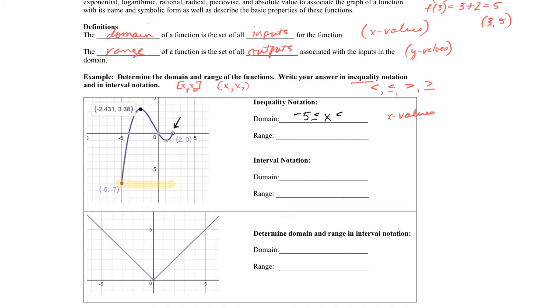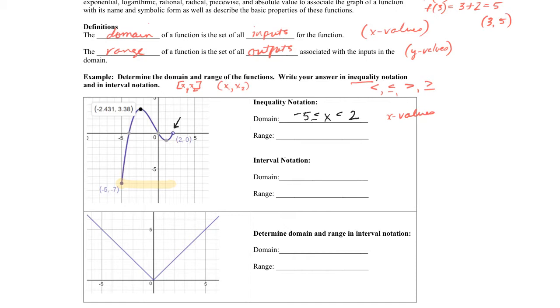So 1.9 is included, 1.99, 1.999, 1.9999. I could do this all day. Every x value up to, but not including 2, is on the graph. So in inequality notation, x is going to be less than 2, not less than or equal to, because we don't want to include 2.